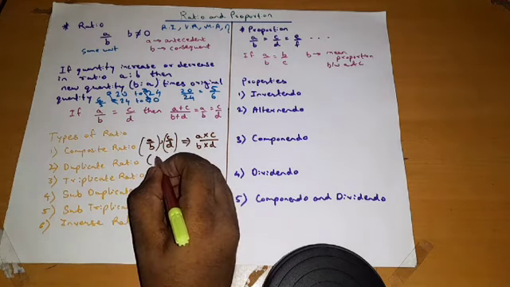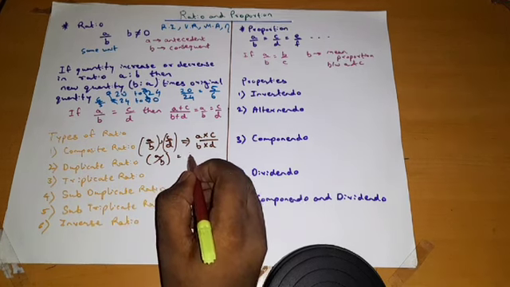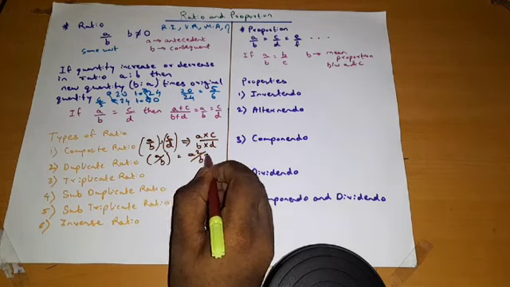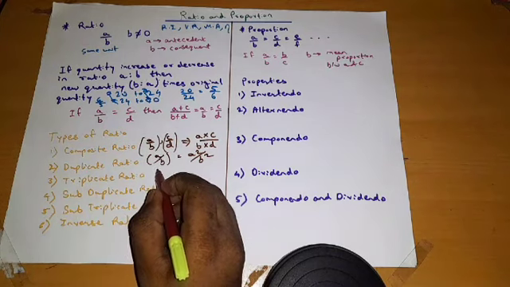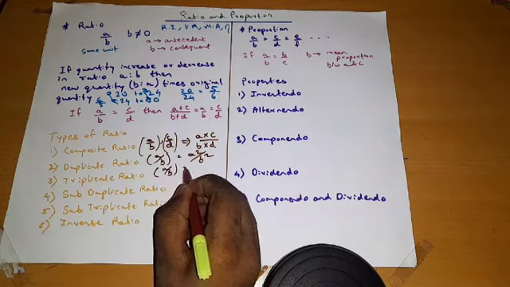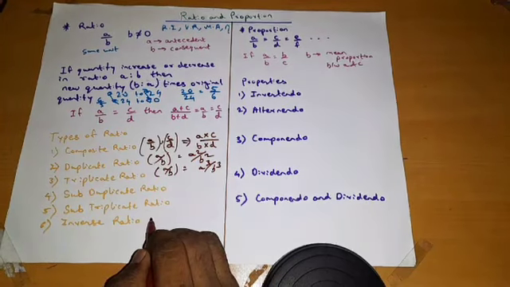Then what is duplicate ratio? Let's say we have a ratio A by B, then its duplicate ratio is square of numerator upon square of denominator. What is triplicate ratio? Let's say we have a ratio A by B, then its triplicate ratio is cube of numerator upon cube of denominator.